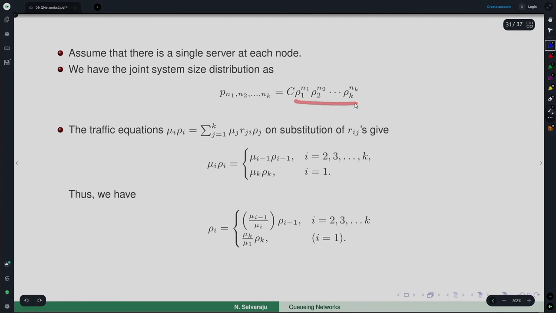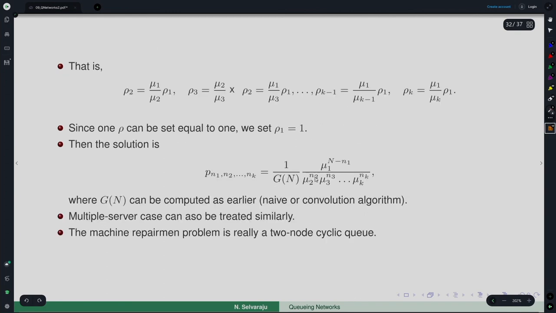Now, once you plug those quantities in for rho 1, rho 2, then everywhere this is mu 1 here. So mu 1 to the power n minus n 1, divided by this quantity with the appropriate normalization constant G of n, because you are assuming n customers in the system. Now, this G of n can be computed as earlier, whether through the naive procedure, or through the convolution algorithm, or Buzen's algorithm. Somehow you can compute this, then you determine this joint distribution. So it is a simpler form that you are looking at here.